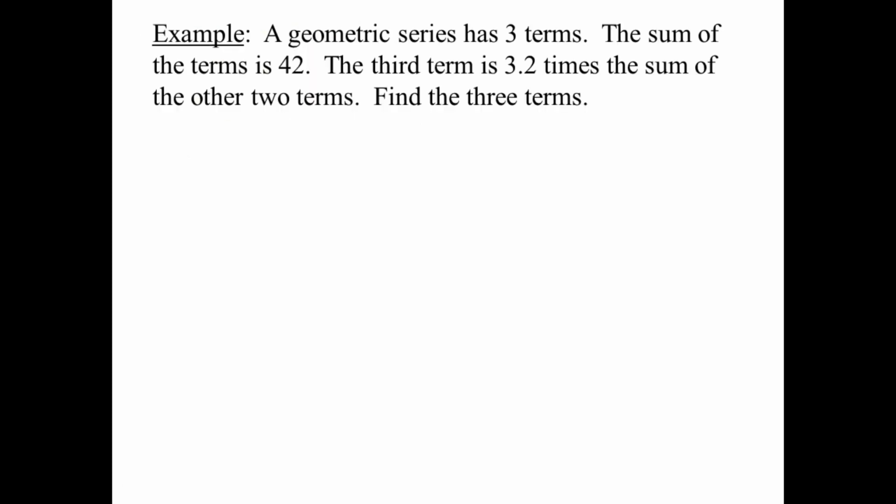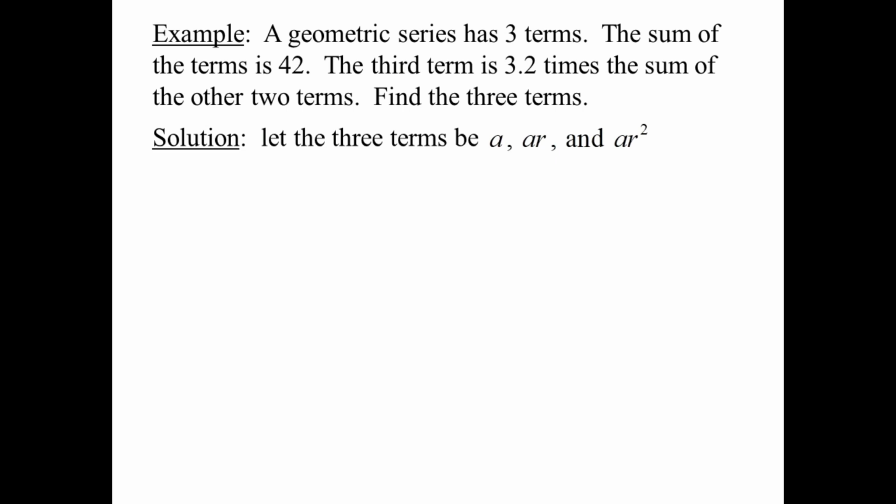Next example. A geometric series has 3 terms. The sum of the terms is 42. The third term is 3.2 times the sum of the other two terms. Find the 3 terms. Solution. Let the 3 terms be A, AR, and AR squared. Well, we could let them be T sub 1, and T sub 2, and T sub 3, but this sheds more light on it. We know that T sub 1 is actually A, and we know that T sub 2 is actually A times R. And we know that T sub 3 is actually A times R, which is AR squared.